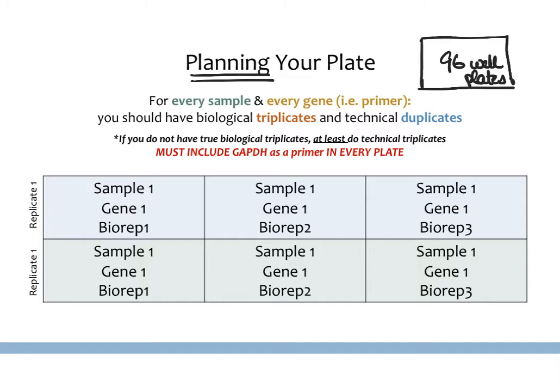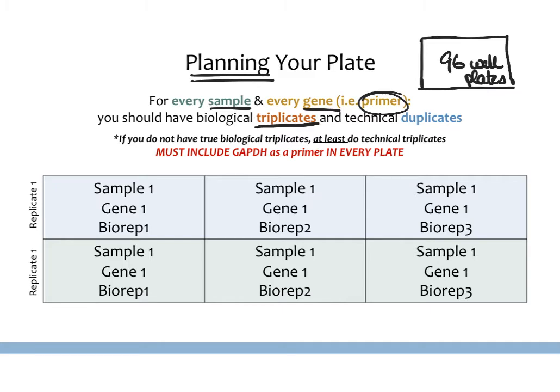So the important thing to realize is that for qPCR, you need a lot of replicates to make sure that your samples are actually good and your results are good. Because any small deviation in your replicates really throws off this assay. So for every sample and every gene, so every combination of every sample and gene, which is the same thing as saying for every combination of every sample and primer, you should have biological triplicates.